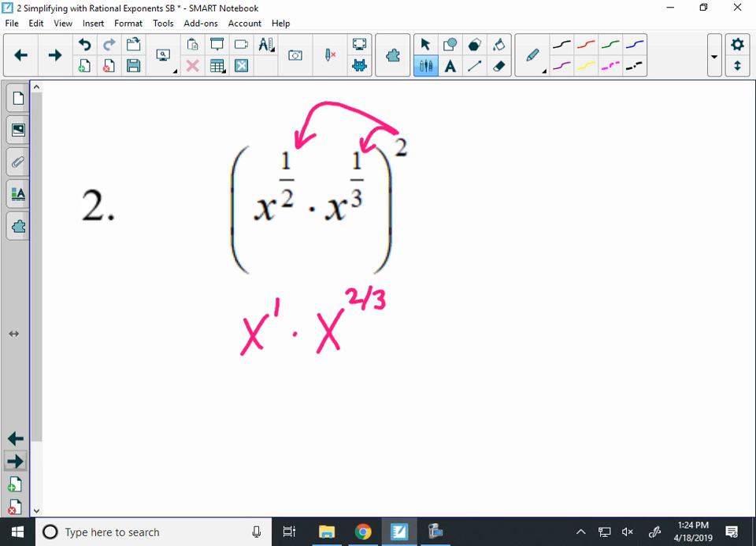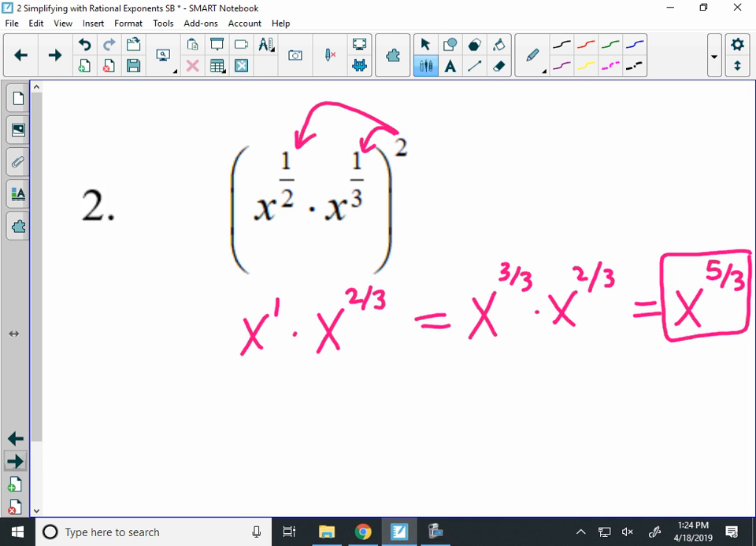Now again, just like the last problem, I need to add those exponents, but I can't add them like that. I have to create the 1 to have a denominator of 3. So what would that exponent be? x to the 3/3 times x to the 2/3. And when I add them up, I get x to the 5/3. Look at me go. There you go. Okay, so far? All right, these are not too bad to start with.